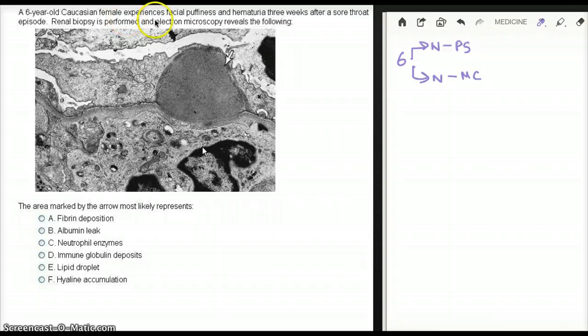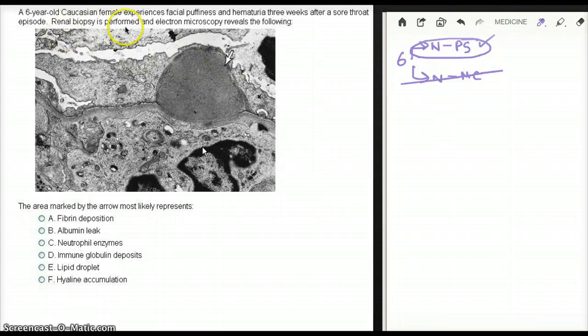So 6-year-old Caucasian female experiences facial puffiness, hematuria. So there is hematuria, which is more nephritic, 3 weeks after a sore throat. That is so post-streptococcal, right? It's screaming post-streptococcal. So I'm not even going to consider this anymore.